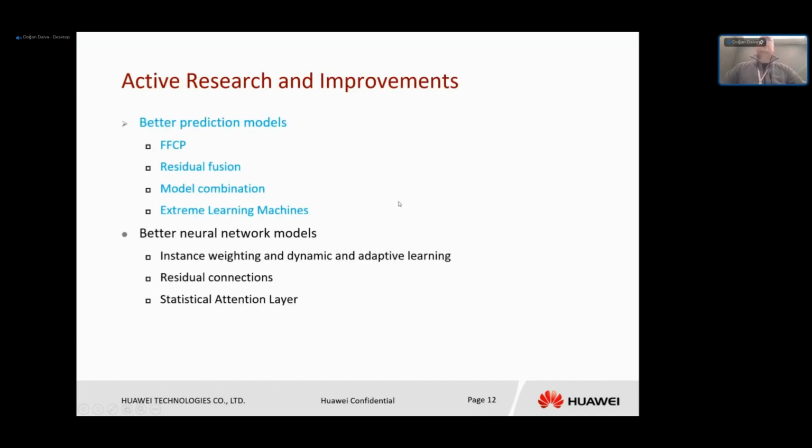Now, I want to talk about active research improvements. I'll talk first about better prediction models, what type of models we have developed to obtain better CTR prediction models.